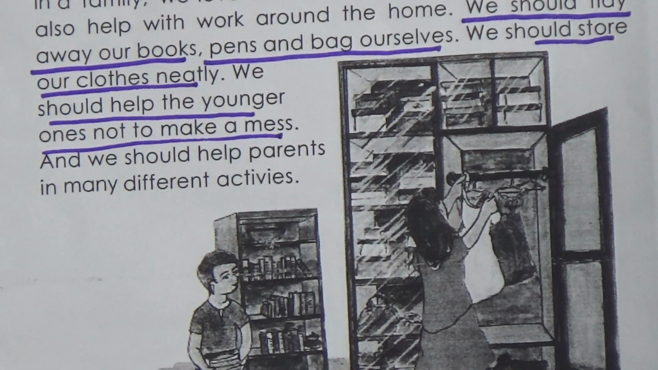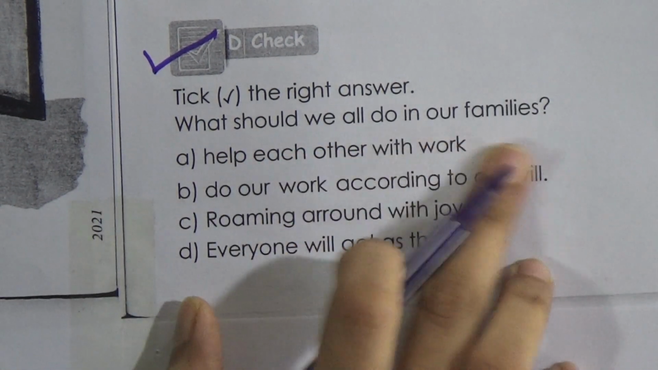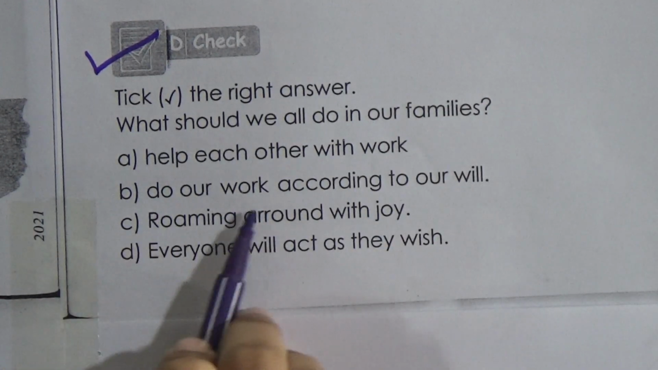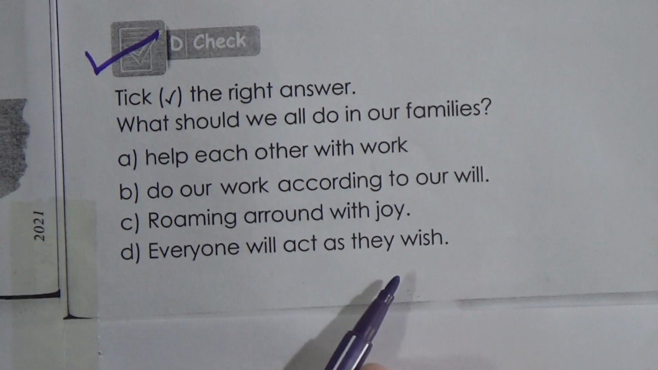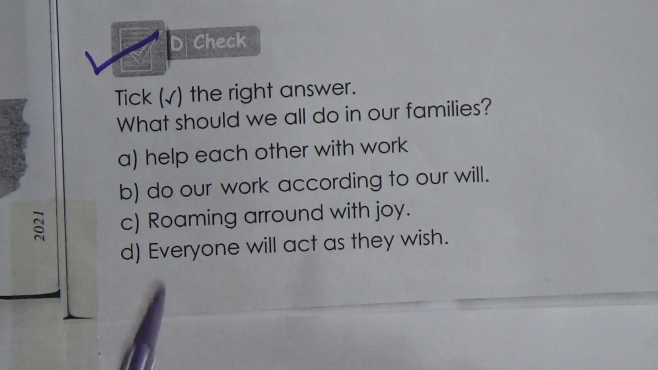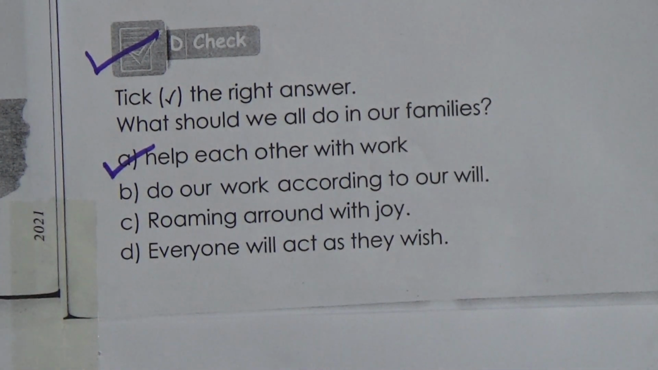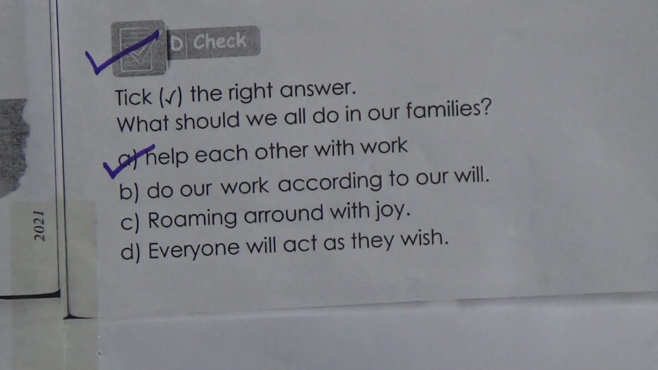Okay, now go to page number 33 and we will discuss section D. Take the right answer. What should we all do in our families? There are 4 options. Dear students, I am reading this once. Help each other with work, do our work according to our will, roaming around with joy, everyone will act as they wish. So the answer will be help each other with work. As we have learned from this lesson that we need to help the family, so we will help each other with work.